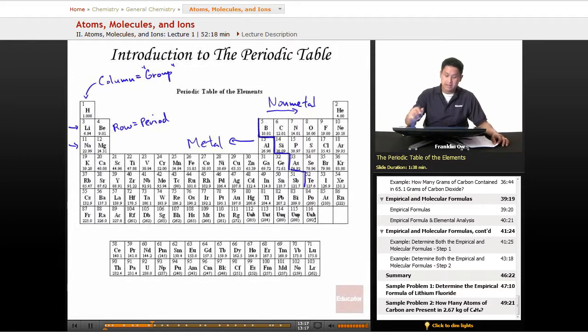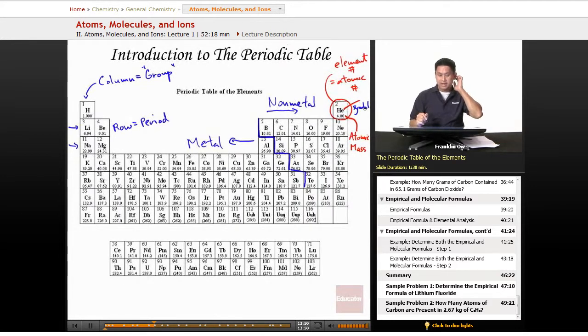Now, when we look at the periodic table, you always see the following. Okay, you see a number on top. The number on top is what we call the element number. And the element number is actually the atomic number, number of protons. Okay, the number on the bottom is the atomic mass of the element. And finally, right in the middle is your element symbol.